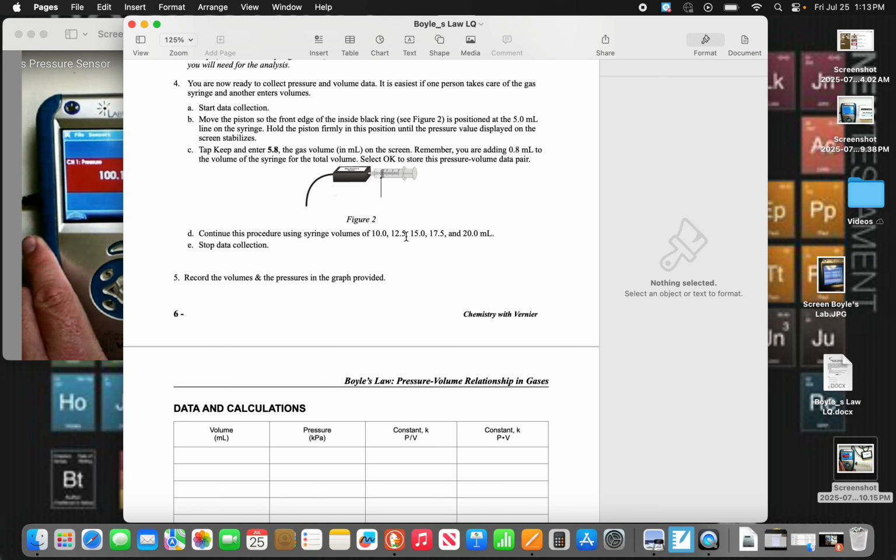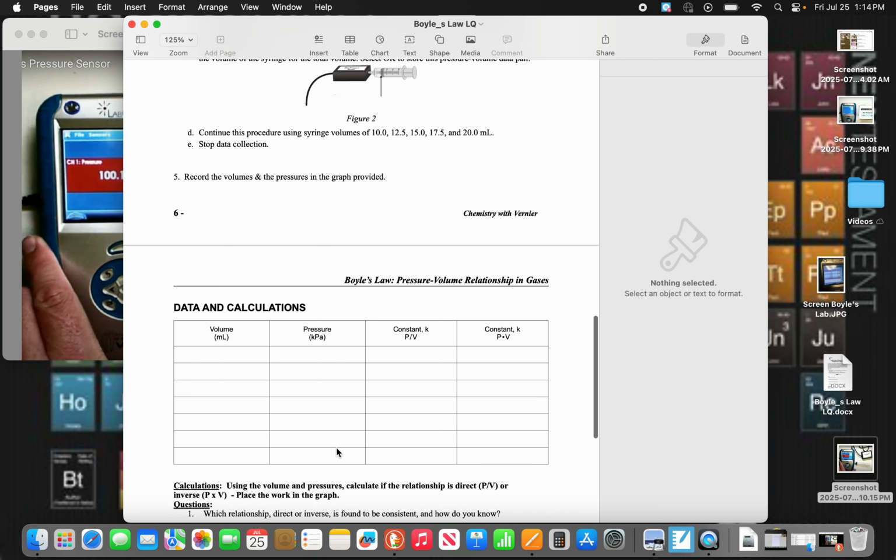Now, increasing volume means decreasing pressure. Therefore, it's going to be a little hard. You have to pull back on it, and you're going to record what happens to the volume. And remember, that's going to add 0.8, so that's going to be 13.3. And then move it to 15, which is 15.8, then 17.5, which would be 18.3, and then lastly 20.0, which is 20.8 milliliters. Now you're going to record the pressures for each of those.